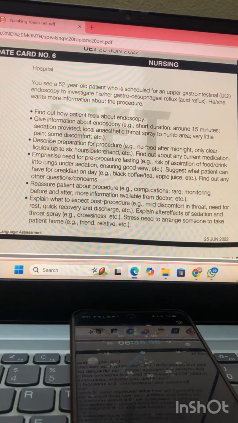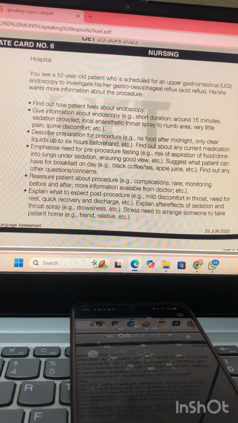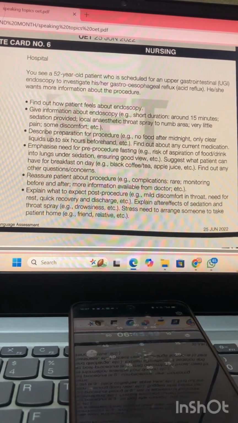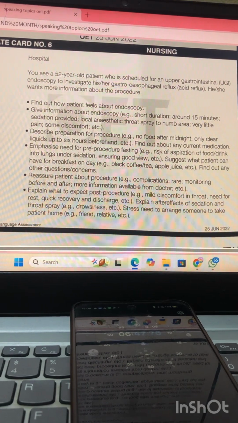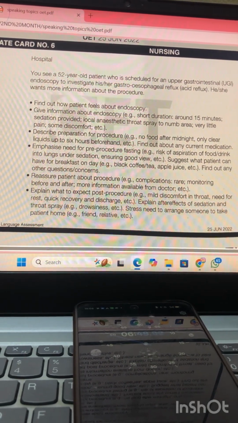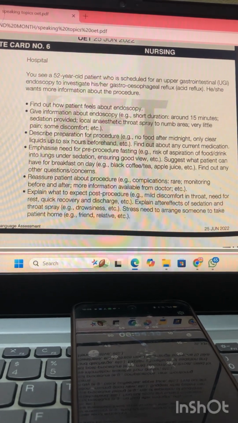Drowsiness is not too much, sedation, and instead of sedation you can say, I'm going to make you sleep, we are going to provide anesthesia. I think most patients will understand what is meant by anesthesia, but they don't know much about sedation, right?